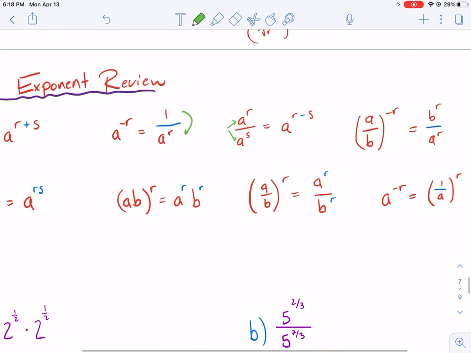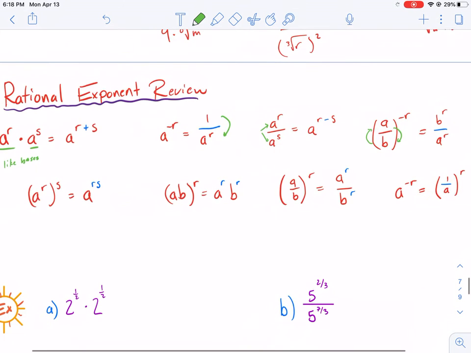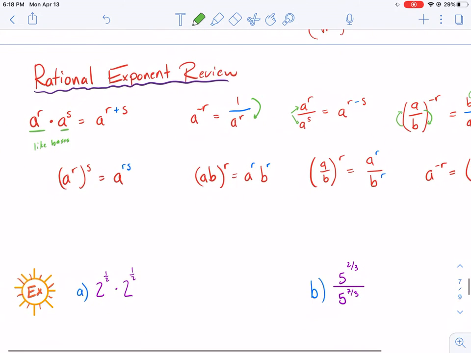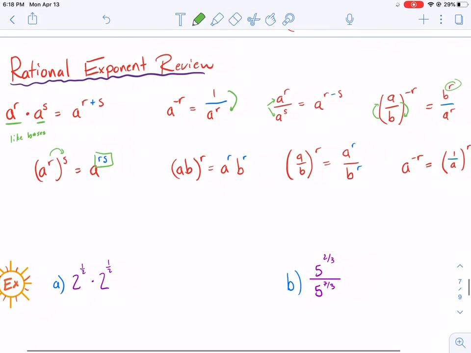If we have a fraction raised to the negative power, you flip the fraction. I showed an example last video on how you do that. And then you make the exponent positive. If we raise a power to a power, this is the only time you multiply the exponents.